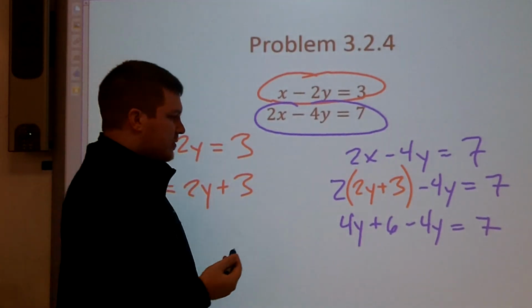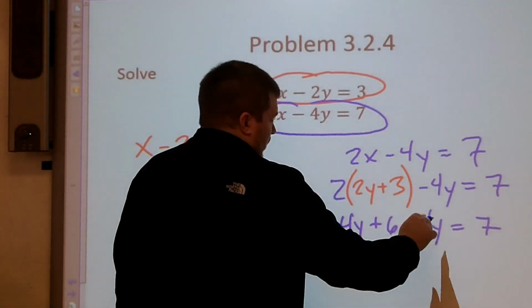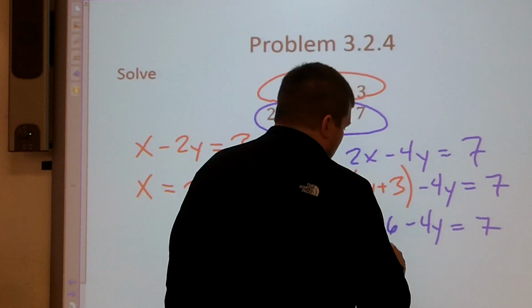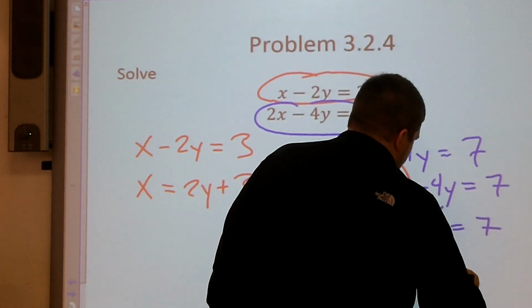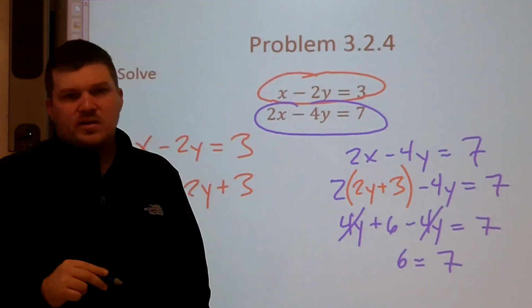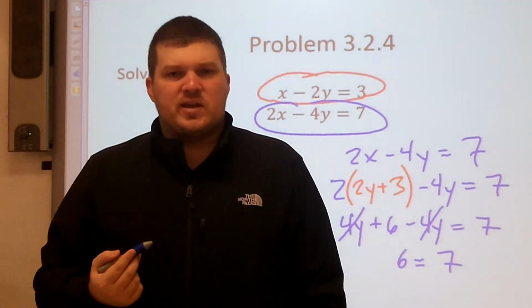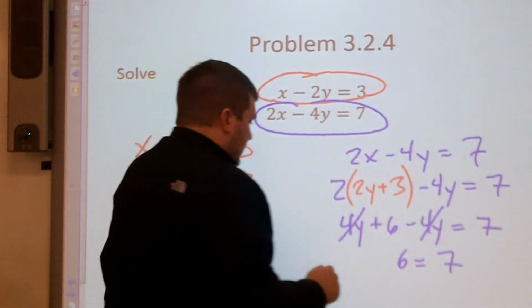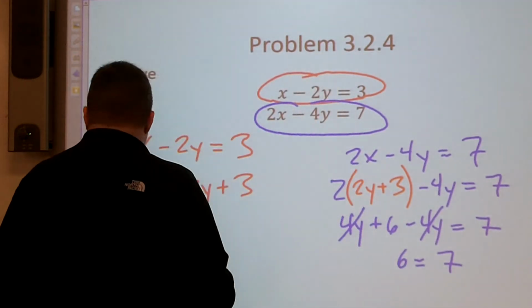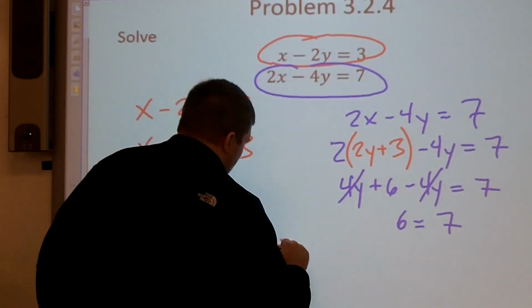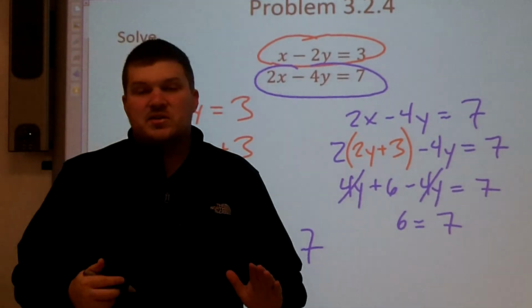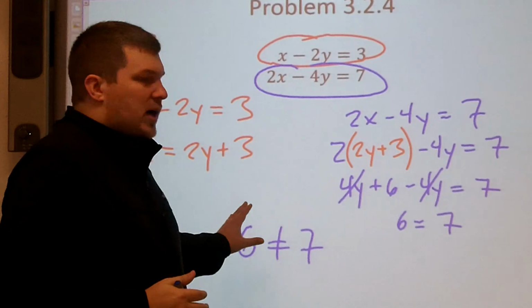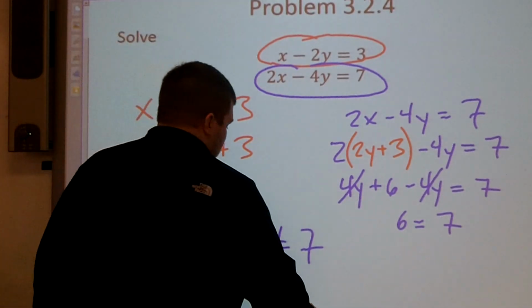Combine like terms. We have 4y minus 4y. Well, that means we have 0y, so the y's actually cancel out here, so we just have 6 is equal to 7. Wait a second. 6 equal to 7, that doesn't make any sense at all. We know for a fact that 6 is not equal to 7. What that tells us is there's actually no way possible for there to be a solution. So there's no solution.